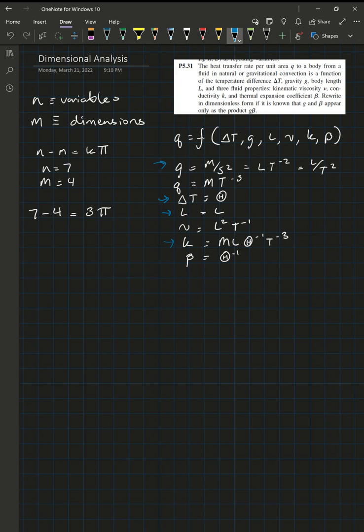From there, now that we've chosen 4 repeating variables, the remaining 3 are going to be used. Each one is going to be used to make up each pi group that we have. So 3 pi groups, 3 remaining variables, 1 for each pi group.